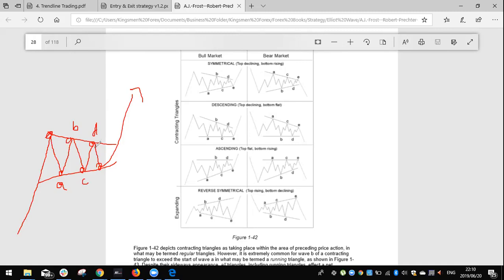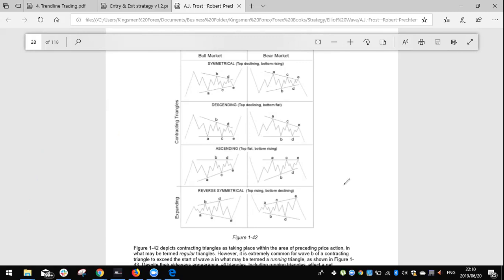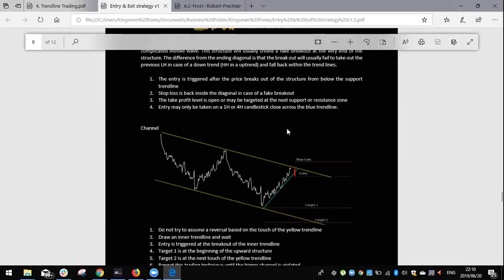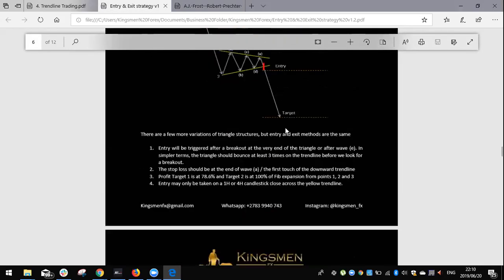Because what I would do, let me use a different color. When price is making this wave, that is where I'll draw a trend line. Once the inner trend line breaks, that is where I'll be looking to go long. But I also have it in this document, like this.